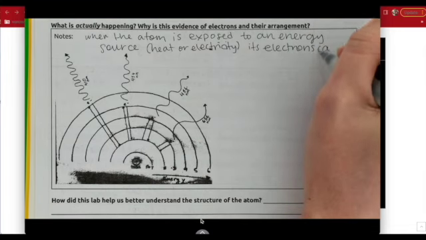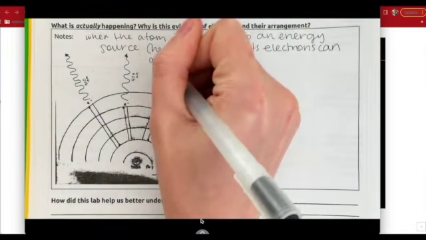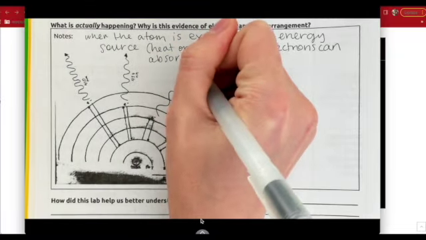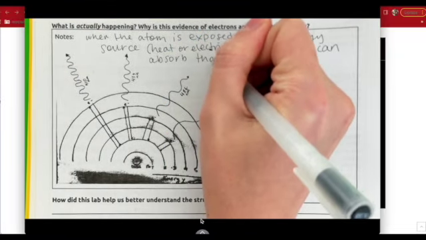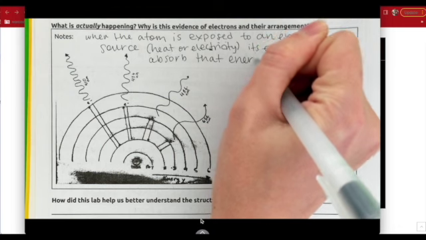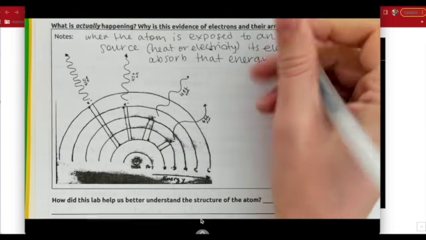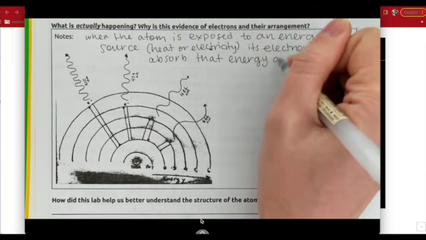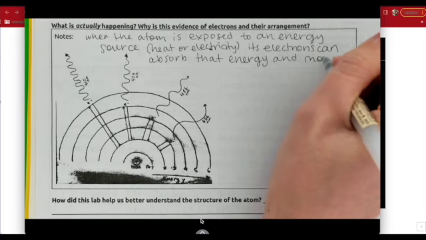So when the atom is exposed to an energy source, its electrons can absorb that energy and move to a higher energy level. And we should all be writing this down in our packets.